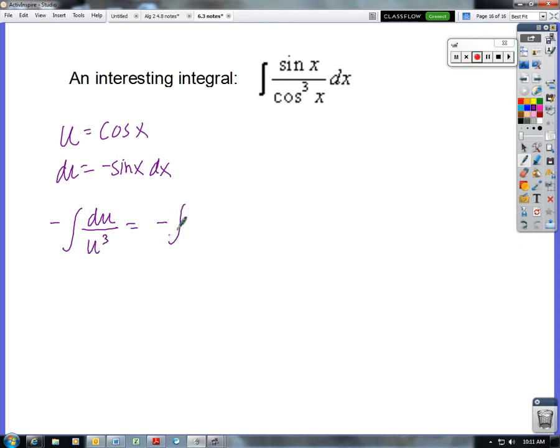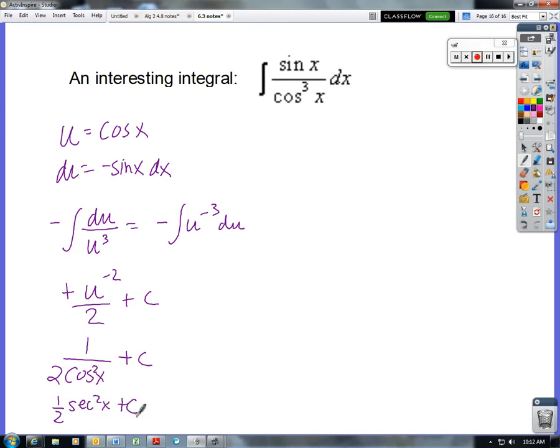That's the same as negative integral u to the negative third du. Integrate that, you get negative u, add 1, that's negative 2, divide by negative 2. I know I'm going a little fast, aren't I? Plus c. So that becomes cosine to the negative 2, so it's going to end up being down in the bottom. 1 over cosine squared of x with a 2 down there, which is the same as secant squared, so 1/2 secant squared of x plus c. That's one route you might have taken.